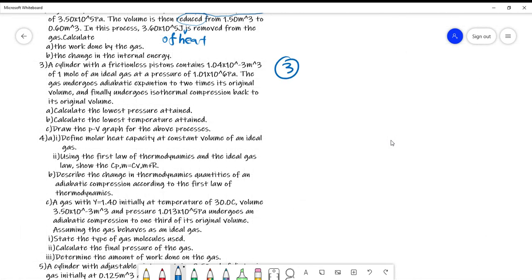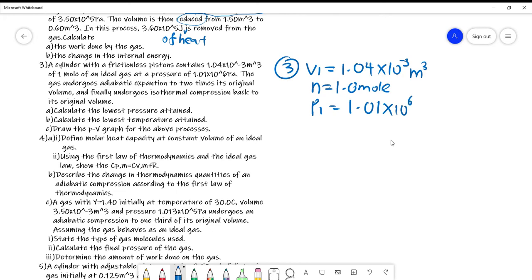A cylinder with a frictionless piston contains, okay, so this will be our initial volume, 1.04 times 10 to the power negative 3 meter cube, of 1 mole of an ideal gas, at the pressure, so our initial pressure is 1.01 times 10 to the power 6 Pascal. So the gas undergoes adiabatic expansion to 2 times its original volume.